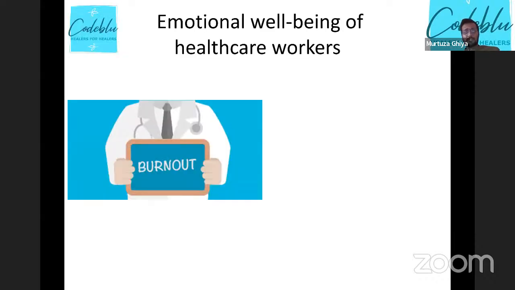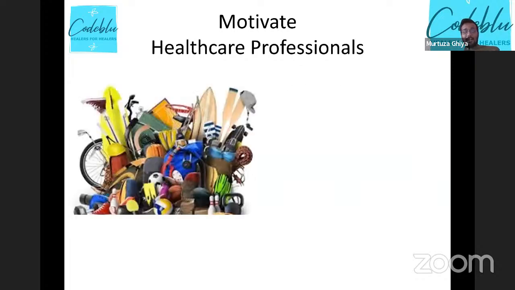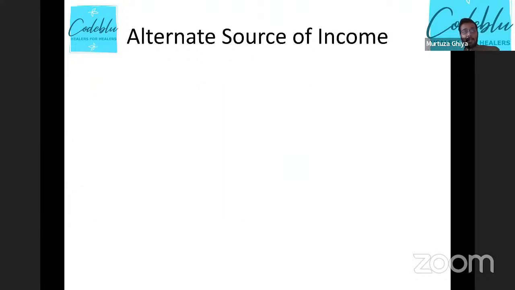Our vision and mission is, of course, to fight burnout through skills, products, services. We are targeting the vulnerable groups most because they are the ones left out from all such initiatives. We are trying to bring in old hobbies and rekindle that fire, providing logistic support to young doctors, nurses in largely trust and government hospitals which are underfunded, where the youngest healthcare providers are often sacrificed.